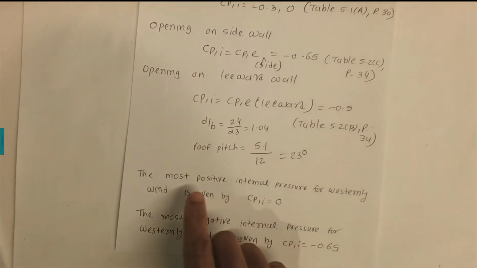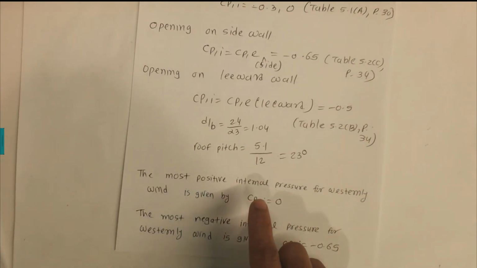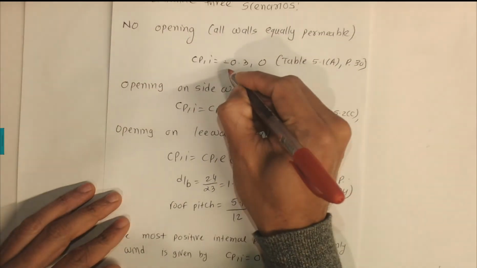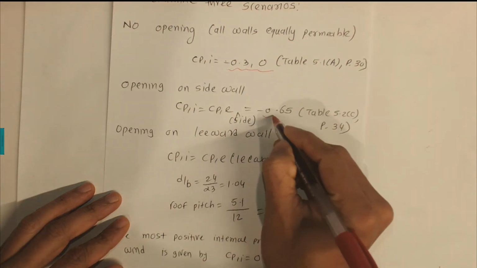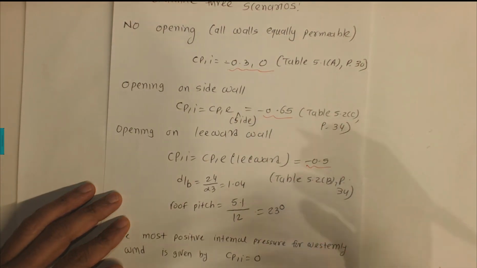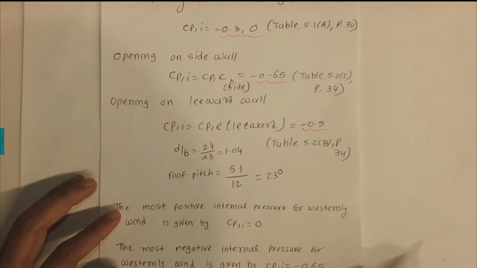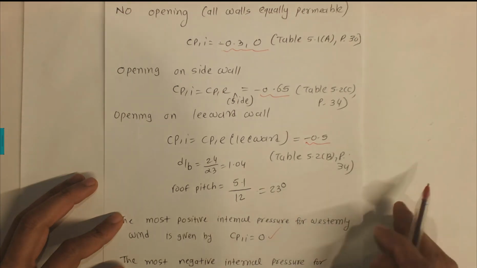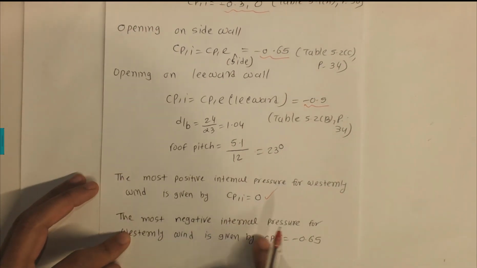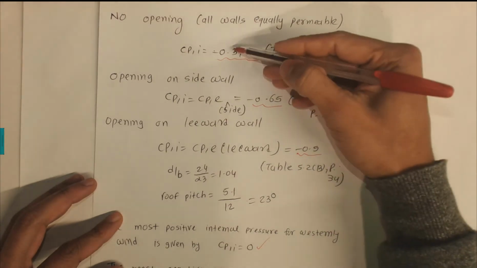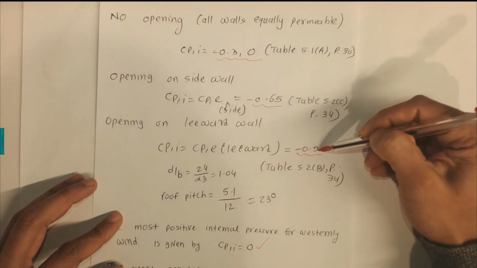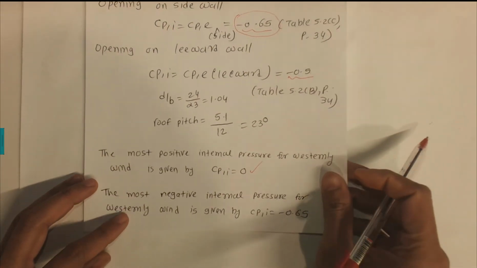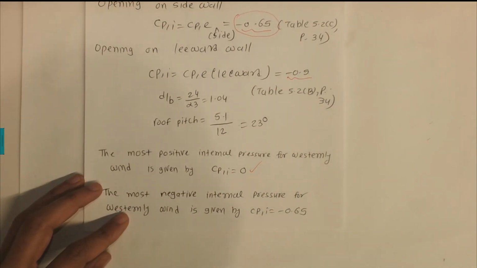Now the most positive internal pressure for westerly wind is given as CPI equal to 0. You can check all these three cases here: one is here, one is here. We need to find the most positive value, the most severe one. In here the most severe one is 0. So CPI equal to 0, and for the most negative internal pressures we can compare here minus 0.3, minus 0.65 and minus 0.5. Among these we can find that minus 0.65 has a severe effect, so we are taking minus 0.65 in the calculation.